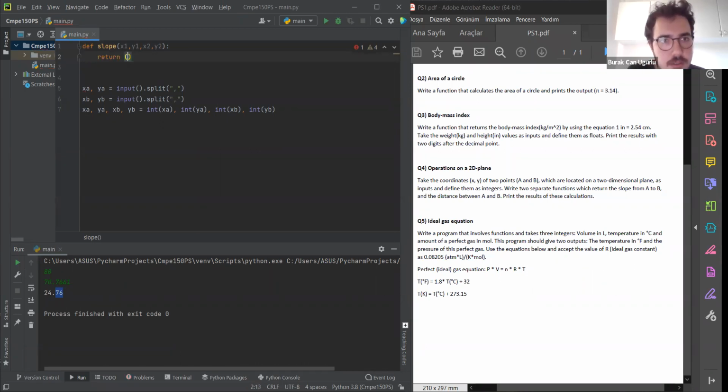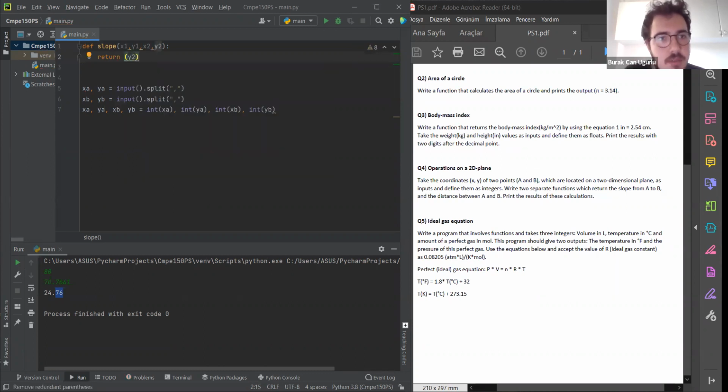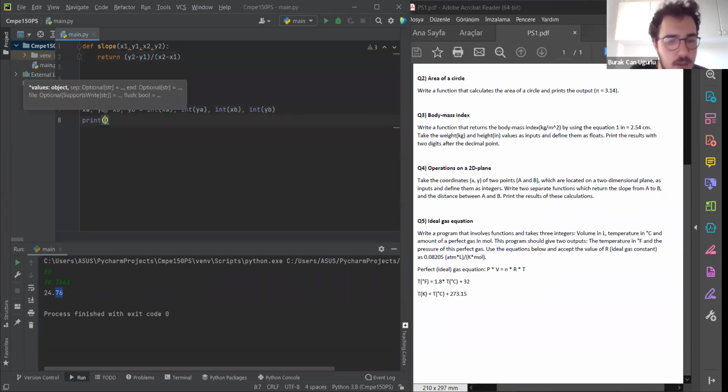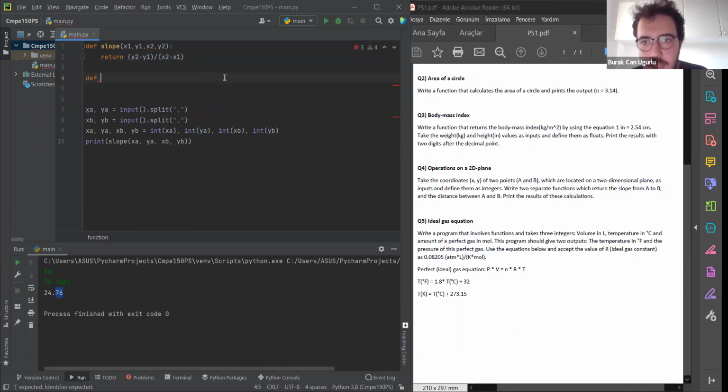So this function should return y2, this is the coordinate of yb, minus y1 divided by x2 minus x1. So this function will take the coordinates of x and y and return the slope from A to B. And I can write here also print slope and directly copy these values here. Okay. Then let's continue with writing the second function.